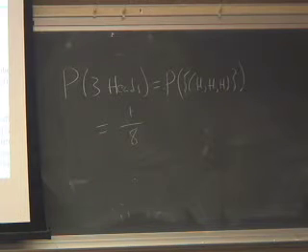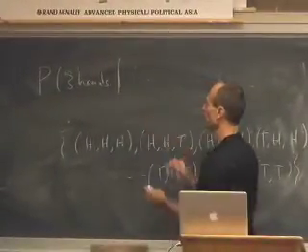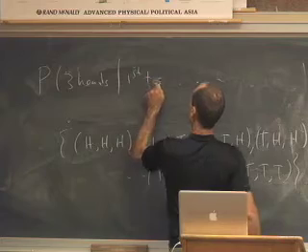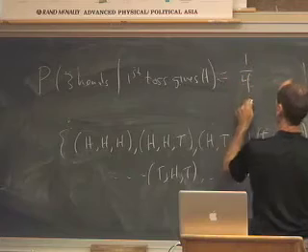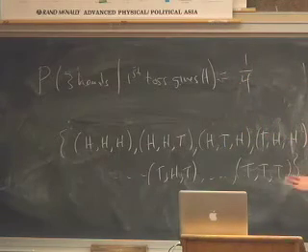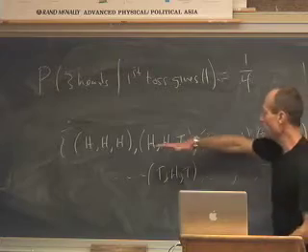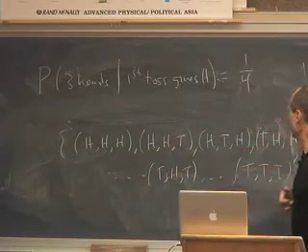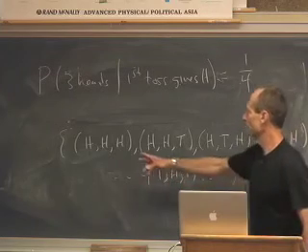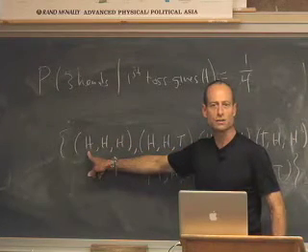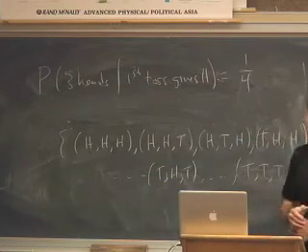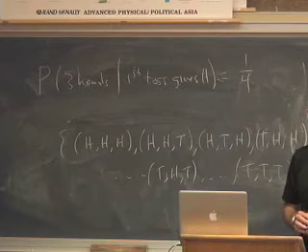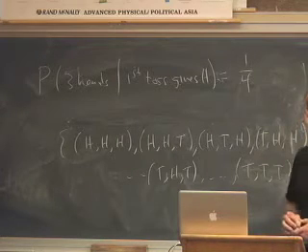Okay, so probability of 3 heads given, so use a vertical bar to denote given, first toss gives a head is equal to 1/4. What are we doing? We're basically saying, well, I know that the outcome is one of the outcomes that has heads as the result of the first toss. Yes? So how many of those are there in all? 4.